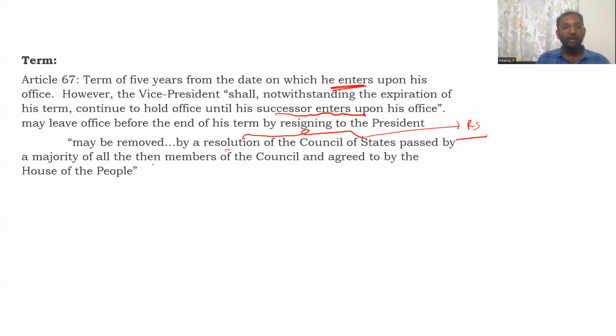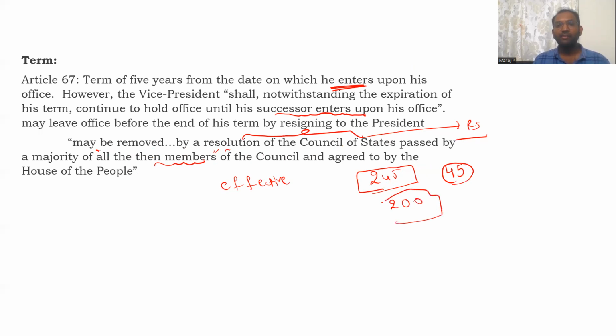And it should be passed by all the then members. This term, all the then members, is very important. It is an effective majority in this case. Effective majority means, see, you all know 245 MPs are there in Rajya Sabha. Suppose some 45 seats are vacant. All the then members means, now suppose there is a resolution for removal of Vice President of India, then only 200 members are there. So you need to get 50% of 200 plus 1. That means you need to get 101 votes for the passing of the resolution of removal of Vice President of India. What do you understand by the term? The then members: the vacancies are removed to calculate the required number of votes for the removal.